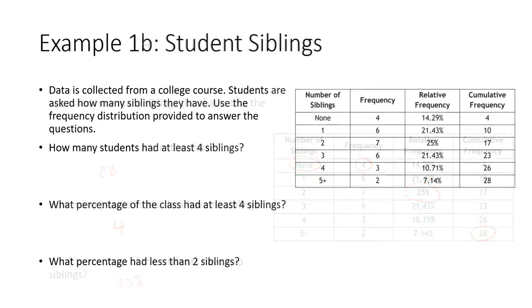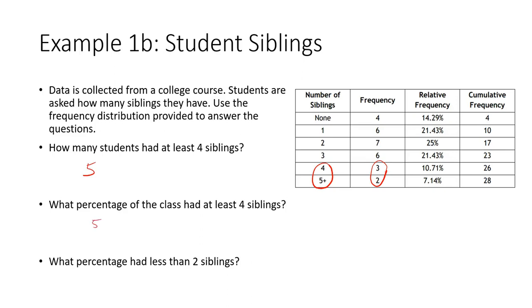How many students had at least 4 siblings? So at least 4 would mean 4 and 5 plus. And if we look at those two groups together, we have a total frequency of 5. What percentage of the class had at least 4? Well, we know that there's a total of 5. 5 divided by 28 is about equal to 0.1786, or 17.86%.